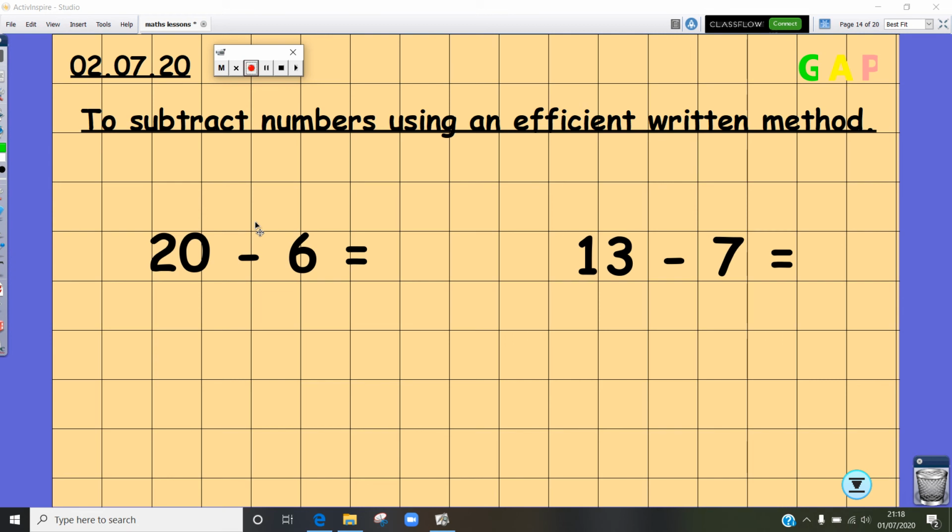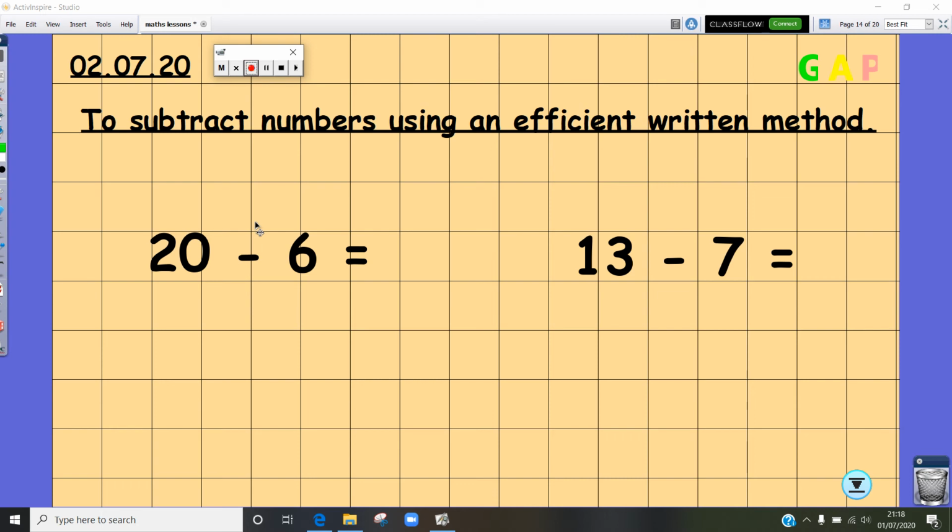So we're going to start today by subtracting numbers using an efficient written method. We had a go at adding numbers yesterday, so we're going to have a look at taking them away today, which is what subtract means. You can see two calculations that we have got on the board here.